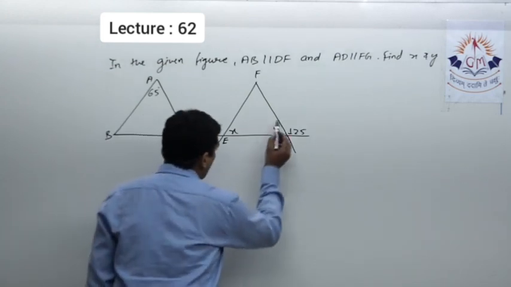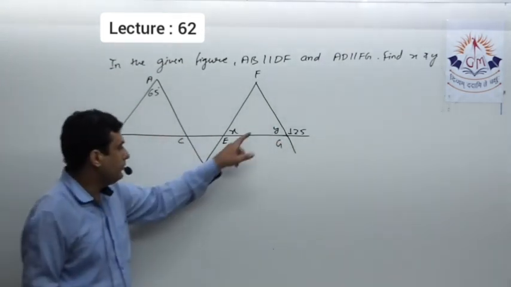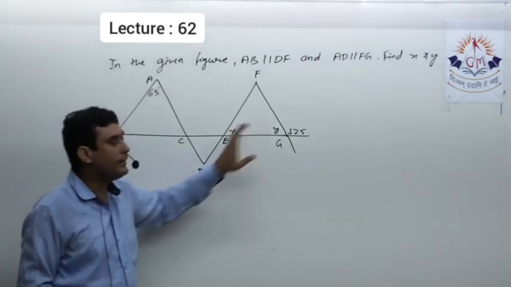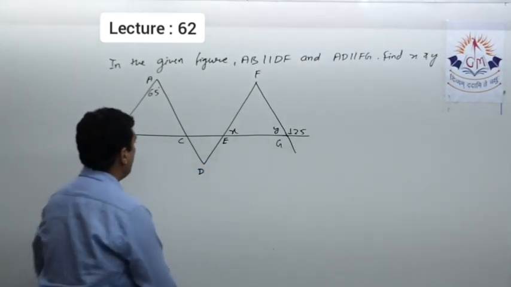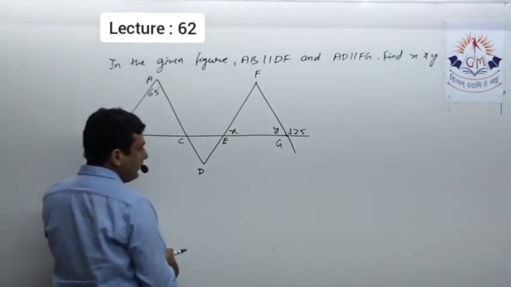Okay, so if we talk about Y, it's very easy. Y plus 125 is equal to 180. So by linear pair, we'll be able to get the value of Y. Now we have to think about how to get the measure of angle X.